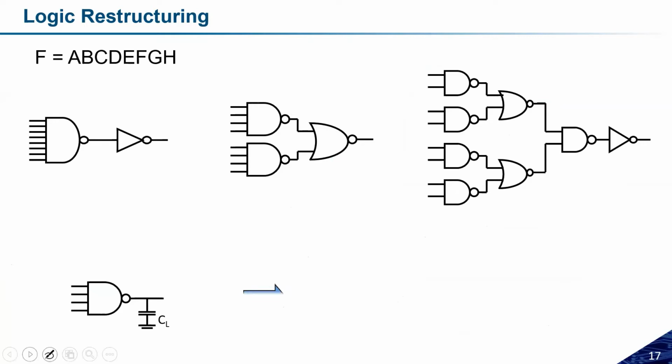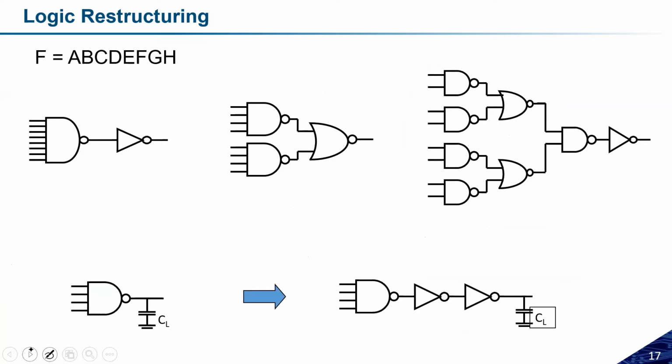Suppose I have the structure something like this, but I can design this circuit by this one. I need to add two inverters, and these two inverters will act as a buffer. So what is the use of these two things? After inserting the buffer in the circuit, it will isolate the fan-in from the fan-out. So fan-in and fan-out will be isolated after using this.